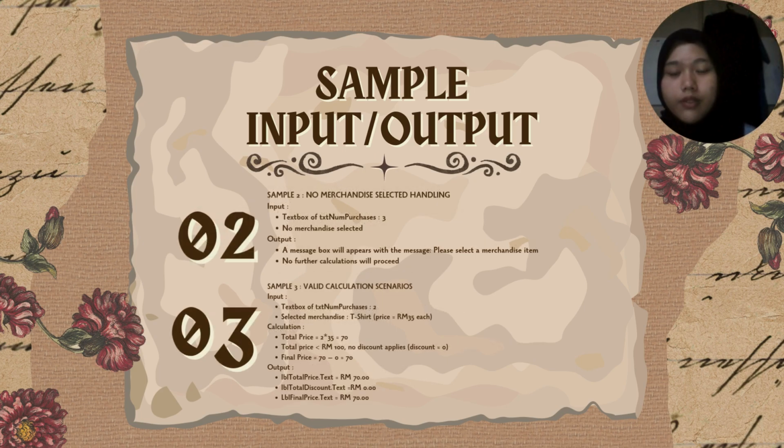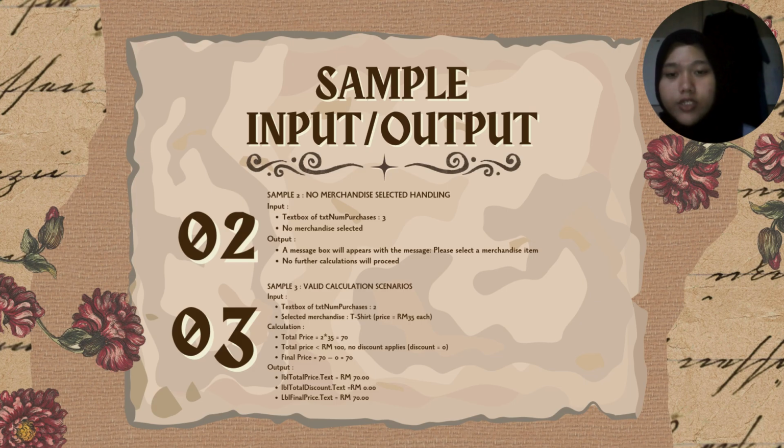For the second sample input or output, it will be no merchandise selected handling. If the user doesn't select any merchandise, the input in the text box of number of purchases is 3 and no merchandise selected, the output will appear a message box with the message, please select a merchandise item, and no further calculation will proceed.